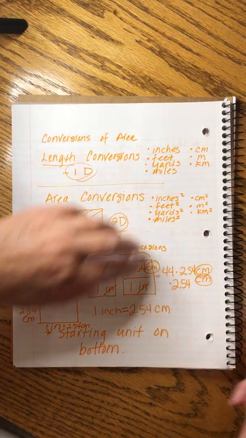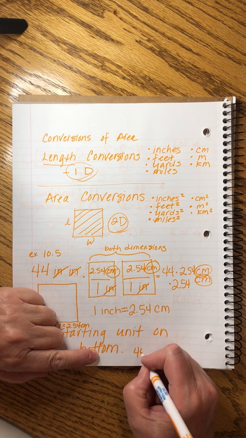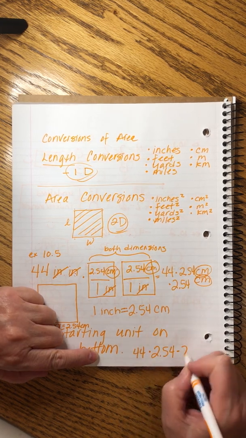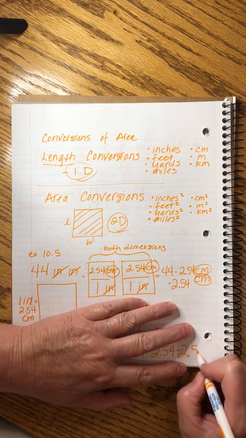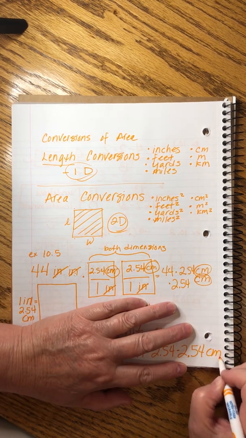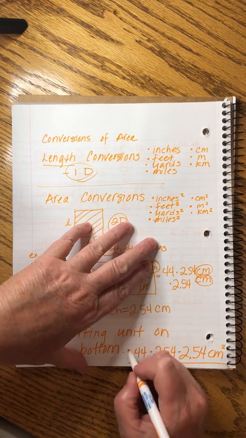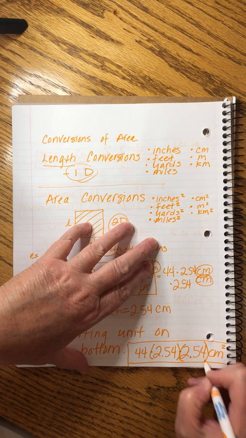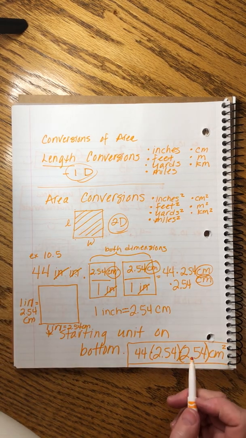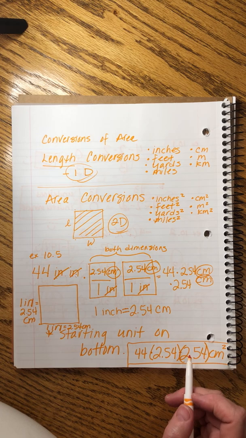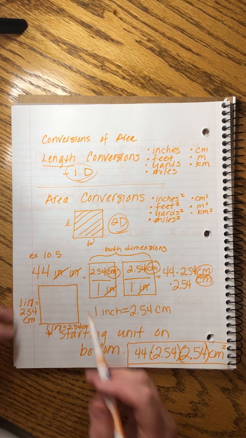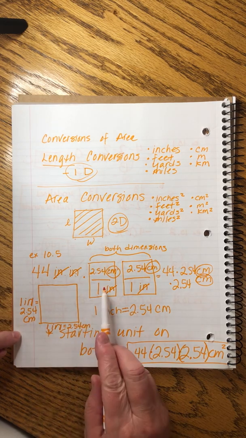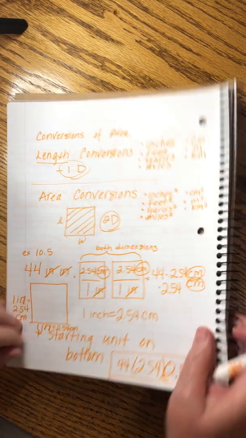So my final answer, if I was going to write it neatly, 44 times 2.54 times 2.54 centimeters squared. I could write this with parentheses if I didn't want to use the dots. And that's how John usually writes his answers. Okay? So that's what makes an area conversion different than a length conversion. We have to convert 2 dimensions, so we use the multiplier twice.